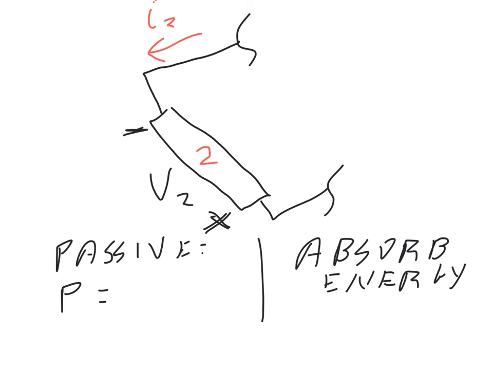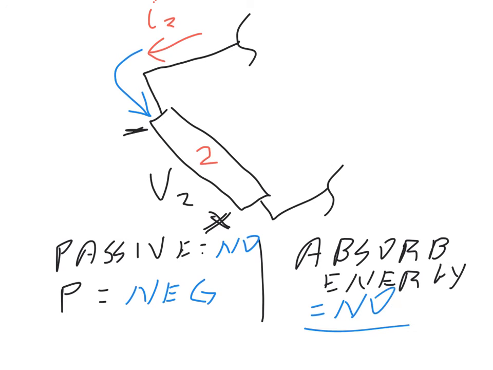Is it passive? No. We can see up here that the current is coming into the negative end of the voltage. So passive is no. It's not, so the power will be negative. And if the power is negative, does it absorb energy? No. In this case, it is supplying energy. That would be the case if this were a battery. We have current flowing out of the positive end of the device. There we go. That is the passive convention.